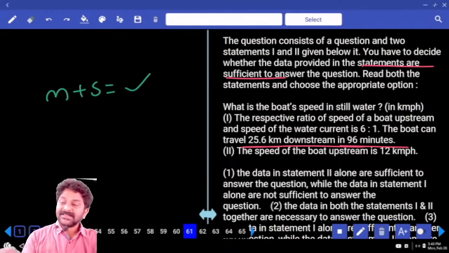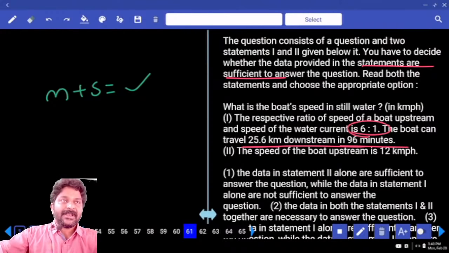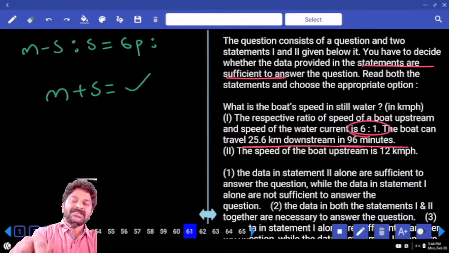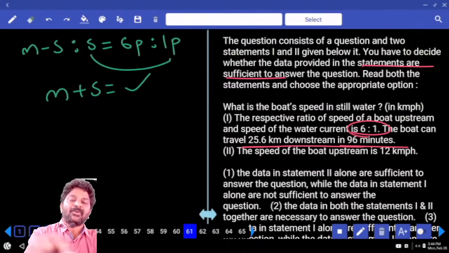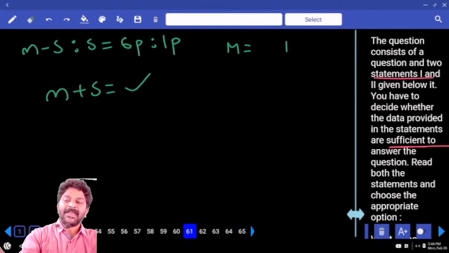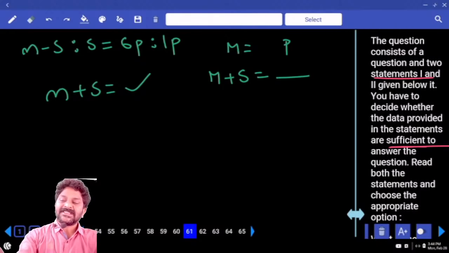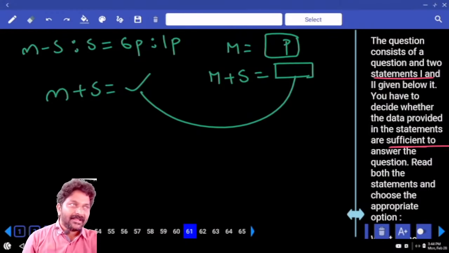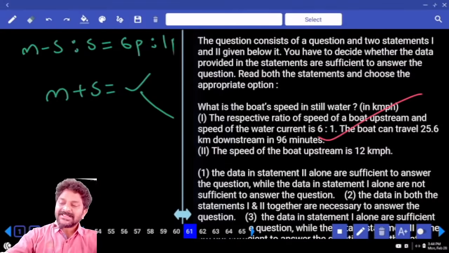Yes. And it is given that the ratio between upstream and the stream, that means m minus s and s, is 6:1. If s is equal to 1 part, m minus s is equal to 6 parts. Can we calculate how much is m in terms of number of parts? Can we also calculate how much is m plus s in terms of number of parts? When you know upstream in terms of parts and kilometers per hour, can't we calculate how much is m? Yes or no? One alone is definitely sufficient.